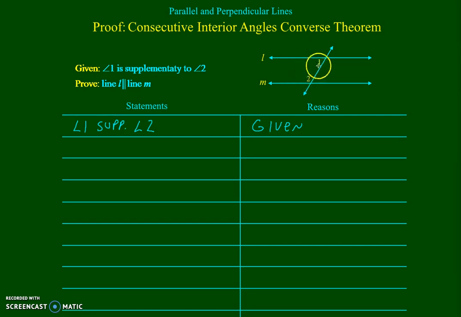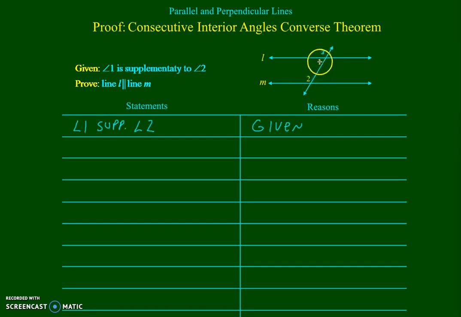So I know that angle 1 and this angle are supplementary because they're a linear pair. So that we have something to refer to, let's go ahead and write in that this is angle 3. All right. Now I know that angle 1 and angle 3 are supplementary because they're a linear pair. And if angle 1 is supplementary to angle 3, and I already know that angle 1 is supplementary to angle 2, then I know that I have two angles, 2 and 3, that are supplementary to the same angle, angle 1.